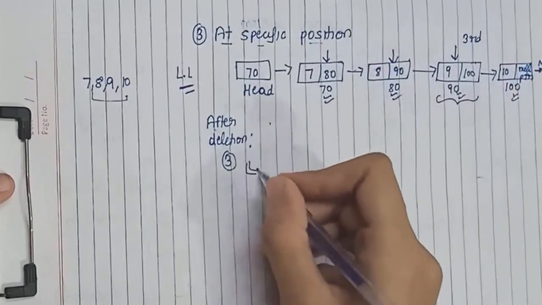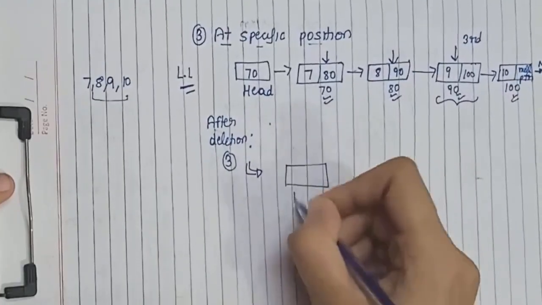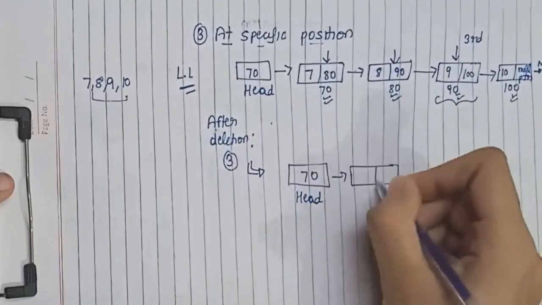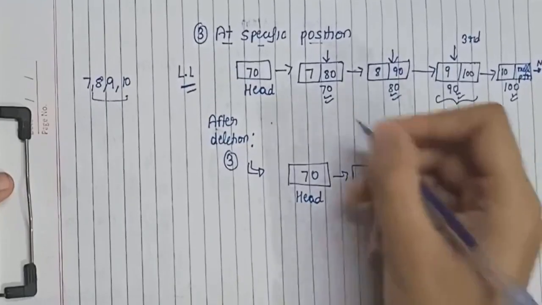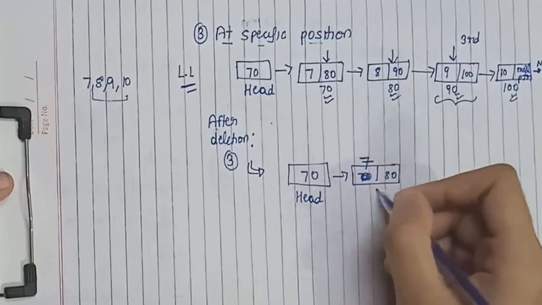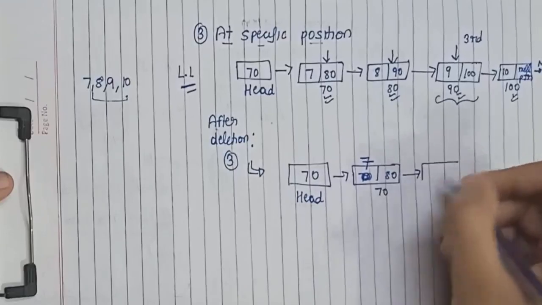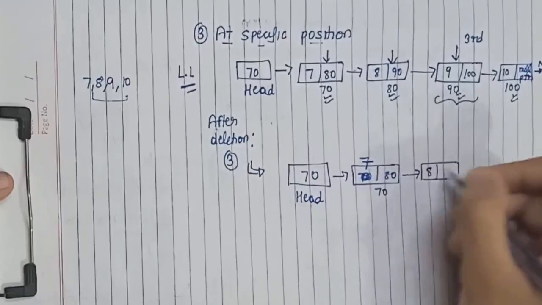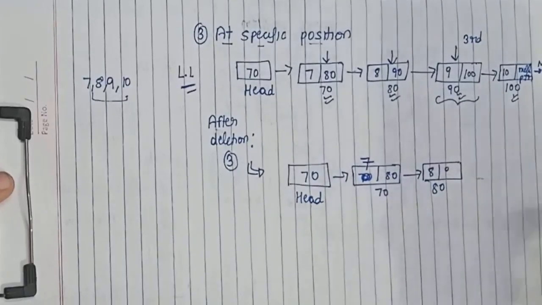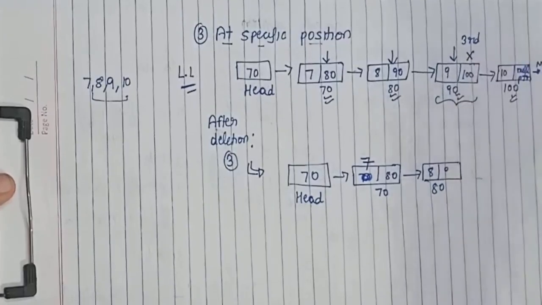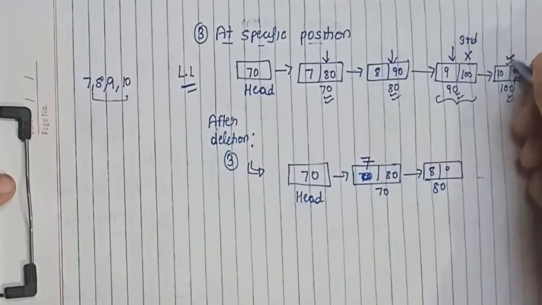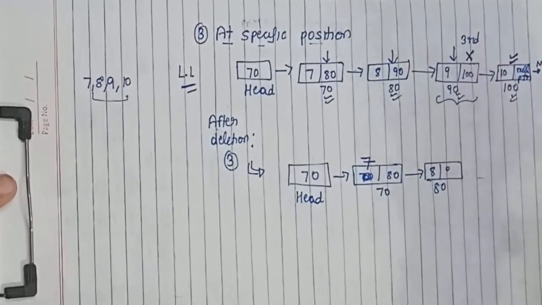So after deletion, the linked list that you must have is, it will be head, and it will be the first node which is 7. So here we will be having 7. Address is 80 again. This is 70. This is 80. This is 9. This is 90 address. And now you must note that this particular node is deleted. So this is our third node because this particular node is deleted.